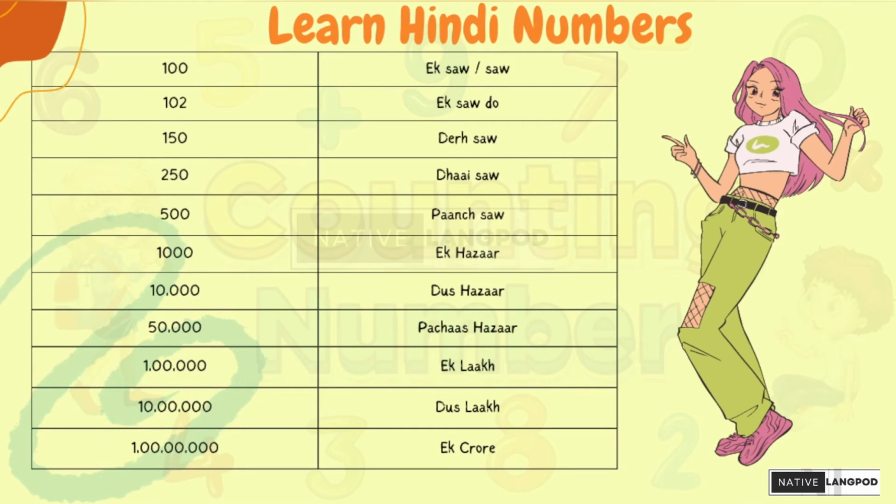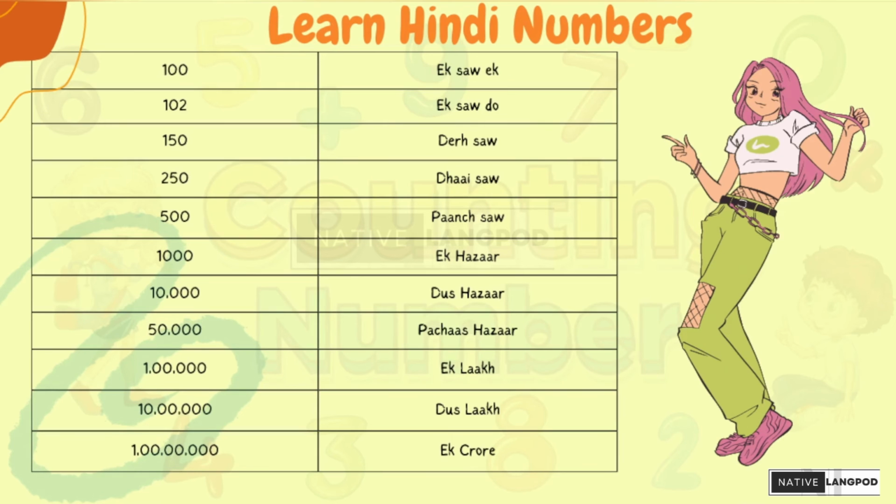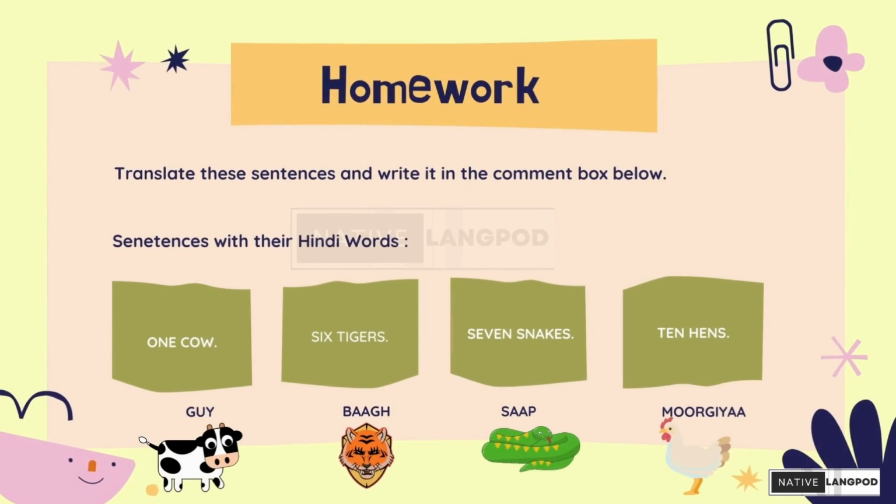100 we say 100 or 100. If it is 102 you would say 102. 150. 250. 500. 1000. 10,000. 50,000. 1 lakh. 10 lakhs. 1 crore.